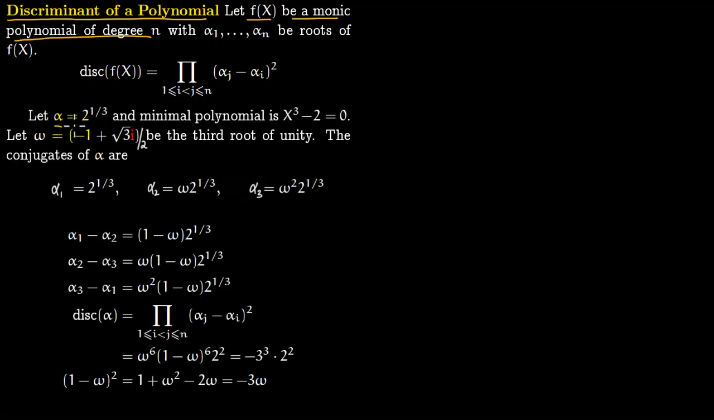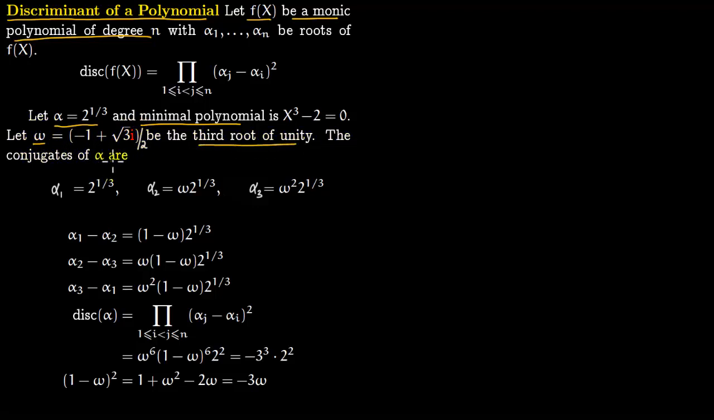Say alpha is 2 to the 1/3, and the minimal polynomial would be x cubed minus 2 equals 0. The other root corresponding to this is omega, which is (minus 1 plus square root of 3 times i) divided by 2, where i is the square root of minus 1. Now this is the third root of unity.